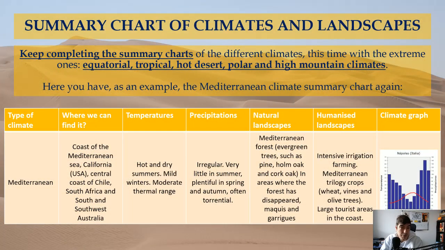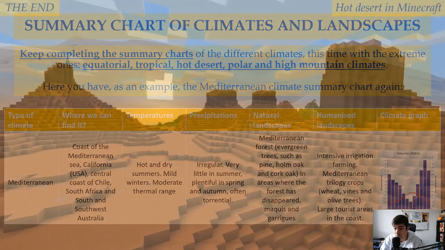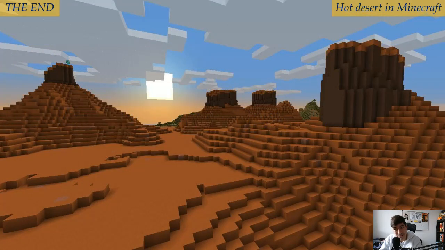So, as you know, you should have in your notebook these charts with the type of climate, the locations, temperatures, precipitations, natural and humanized landscapes, and an example of a climate graph for every one of these climates we have seen: equatorial, tropical, hot desert, polar, and high mountain climates. And the end, this is the desert biome in Minecraft.